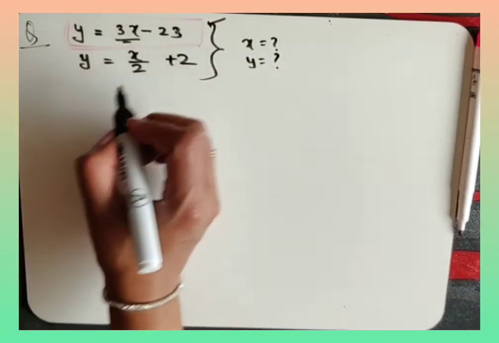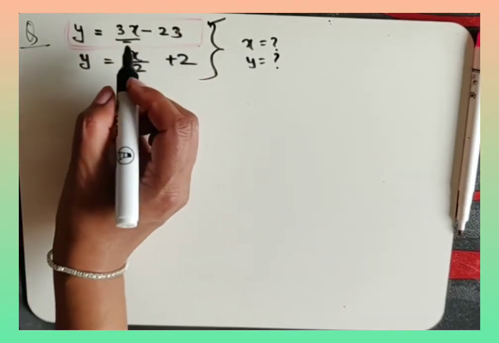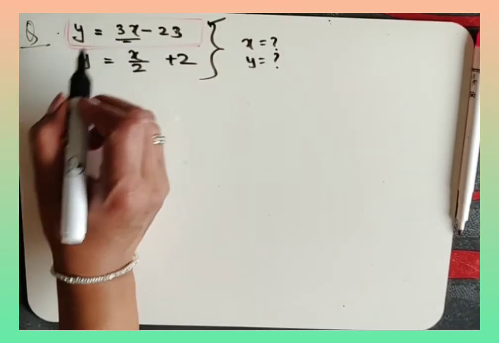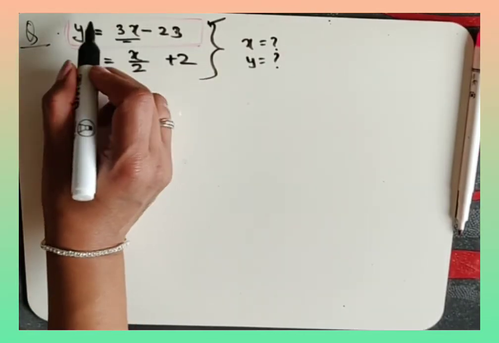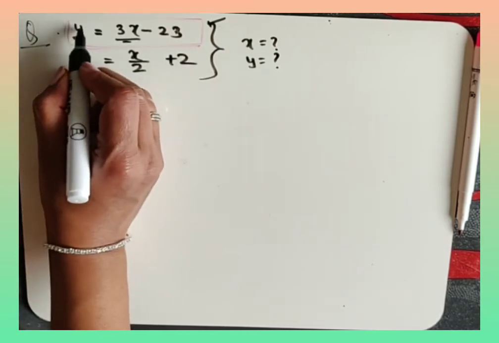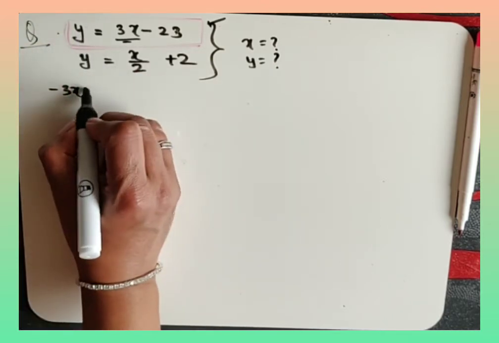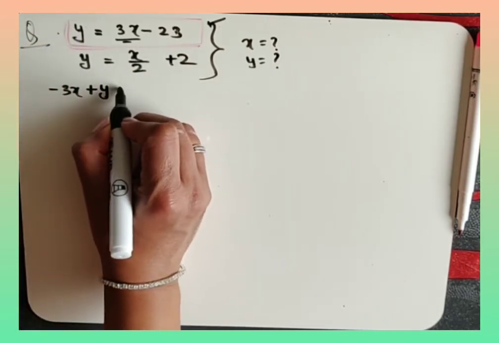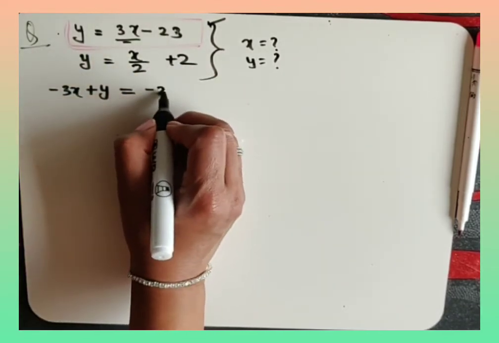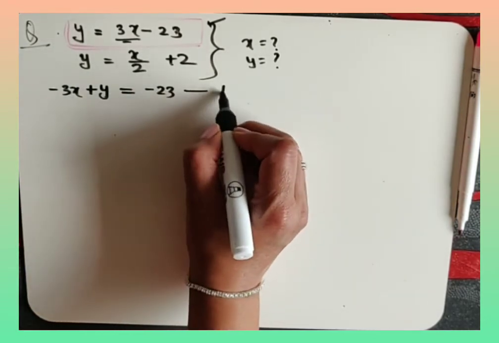So let us arrange the first question. The first equation is y equal to 3x minus 23. We need x and y on the left side, and first we need the x term. So bring plus 3x to the left hand side. This will become minus 3x, and as y is on the same side, we are not changing its place. So this will be plus y equal to, after the equal sign minus 23 is there, and we are not changing the sign of this as well. So the first equation is arranged.